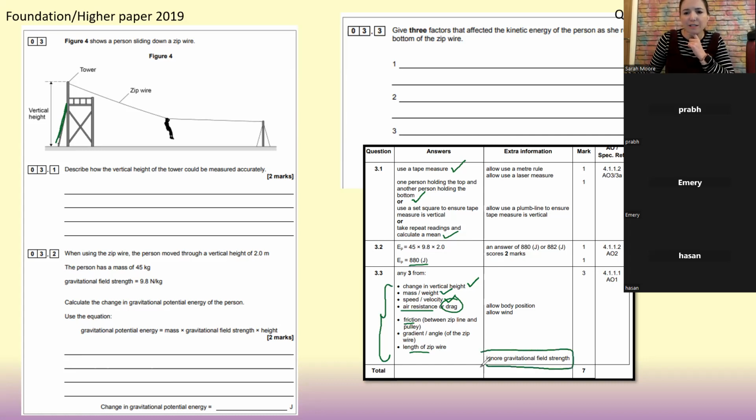It says there, ignore gravitational field strength, because gravitational field strength isn't going to vary. It's 9.8 newtons per kilogram as long as we are on Earth. If she did another one of these zip wires on the moon, then gravitational field strength would affect things, because it would vary between here and the moon. On the moon, I think it's about 1.6 newtons per kilogram. But it's obviously all taking place on Earth. So gravitational field strength does not vary, and so therefore is not going to be a factor in affecting her kinetic energy. What we're looking for here is things that can change.